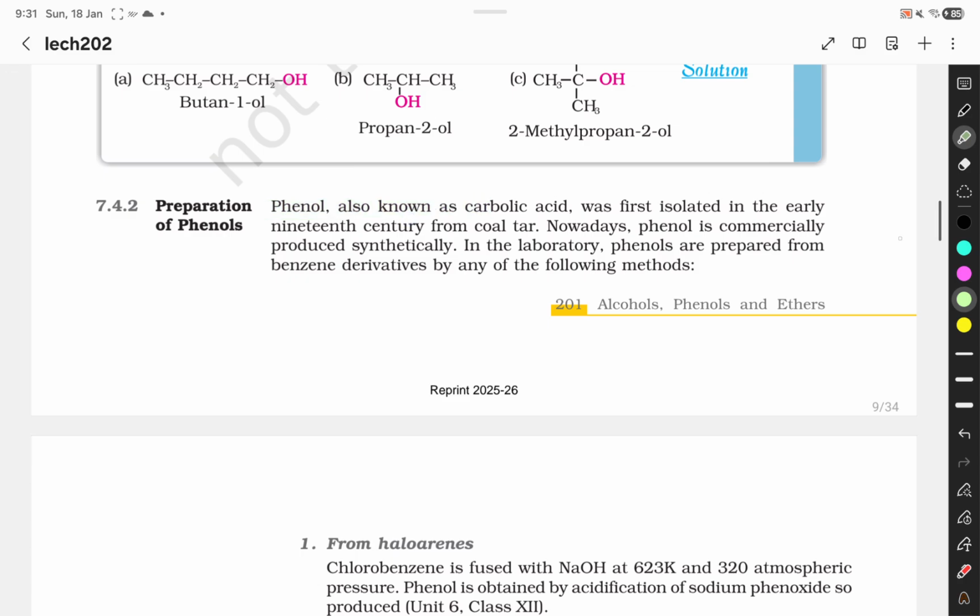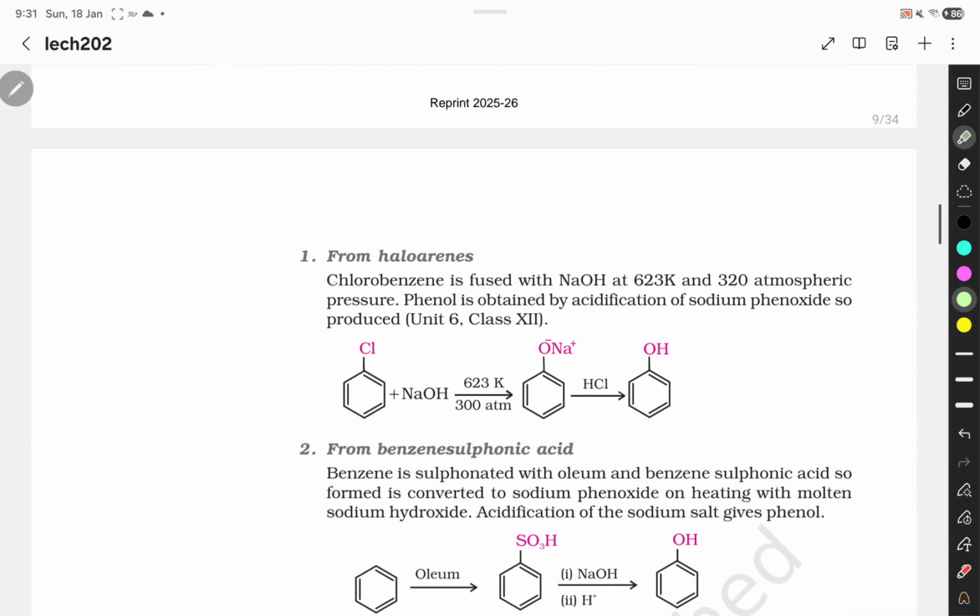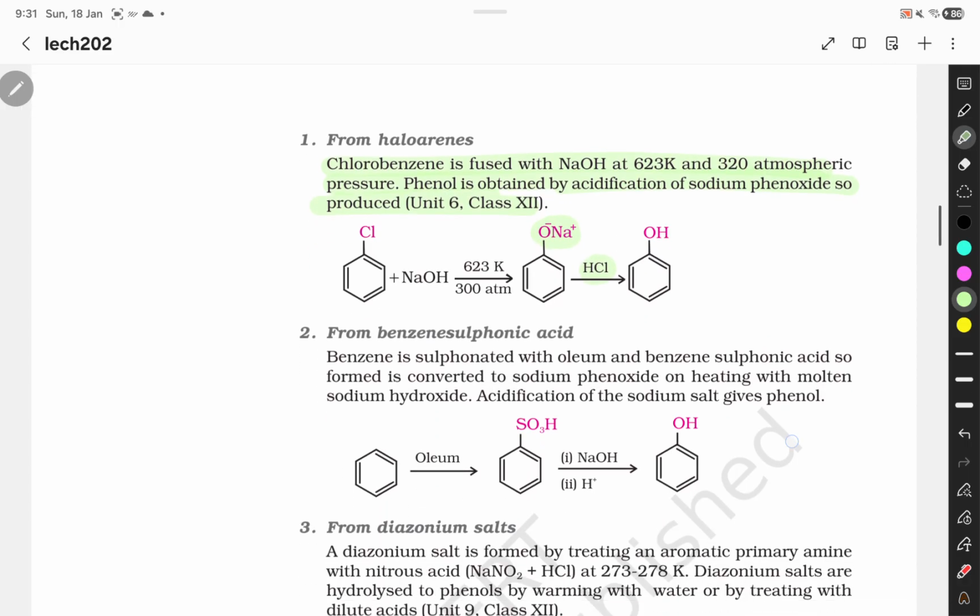Then you have phenol, which is also known as carbolic acid, was first isolated in the early 19th century from coal tar. Okay, coal tar is something that you might have to remember. Okay, so this is the preparation. First, you have this Dow's process, everybody knows, sodium phenoxide wala. It stays as sodium phenoxide until you give H plus, which is kind of obvious.